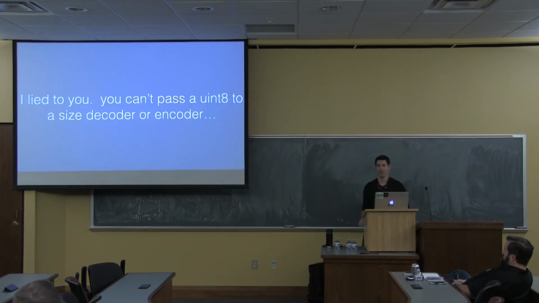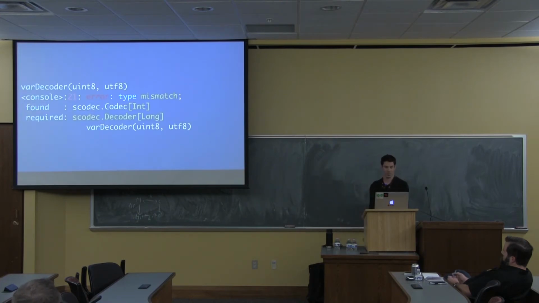All right, I lied to you. You can't pass a uint8 into a size decoder and encoder. Did anyone notice why? The signature? No? All right, so how do we solve this problem? Our decoder requires a long, we want to require a long for the type of the size.